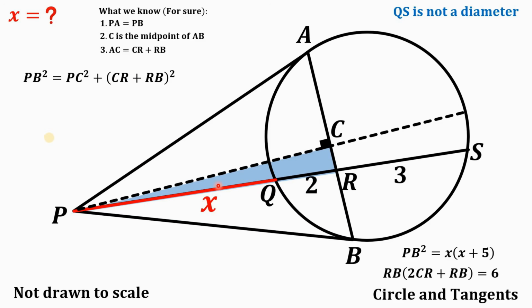And using Pythagorean theorem again, we get that (x plus 2) raised to the power of 2, or the hypotenuse squared, equals PC squared plus CR raised to the power of 2. Now, getting the value of PC, we get that PC squared equals (x plus 2) squared minus CR raised to the power of 2. And we can replace this PC squared with this value. And there you have it.